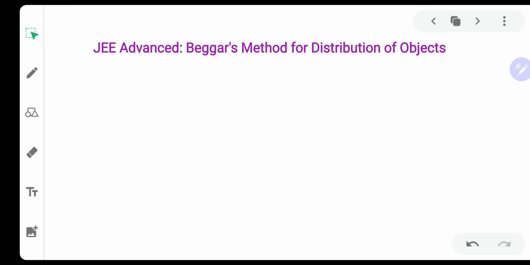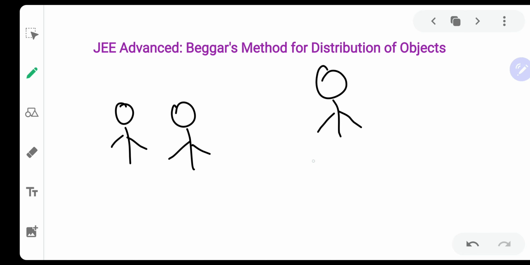Now, a very simple example for Beggar's method could be, suppose you have these two beggars, and here you are, and you have four 1 rupee coins. All are identical in shape and size, and you want to give these four 1 rupee coins to these two beggars. Now, how would you give all four 1 rupee coins to these beggars? So you could do this.